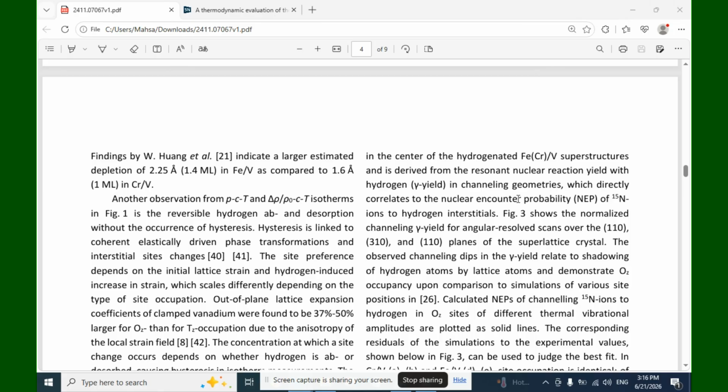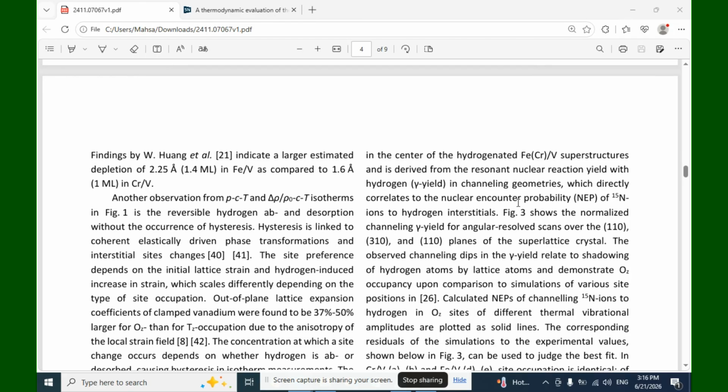Another observation from the ρ-C-T and Δρ/ρ0-C-T terms in Figure 1 is the reversible hydrogen absorption and desorption without the occurrence of hysteresis. Hysteresis is linked to coherently elastically driven phase transformations and interstitial site change. The site preference depends on the initial lattice strain and hydrogen-induced increase in strain, which scales differently depending on the type of the site occupation.